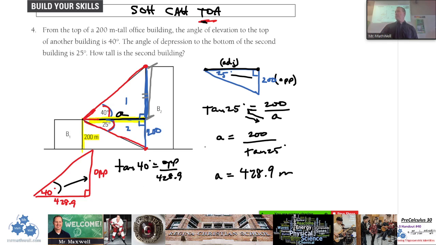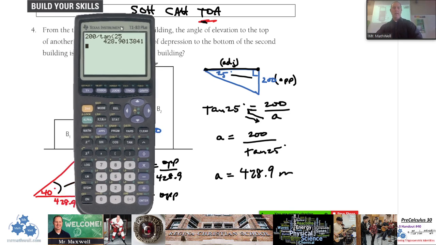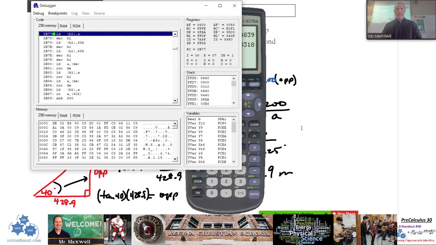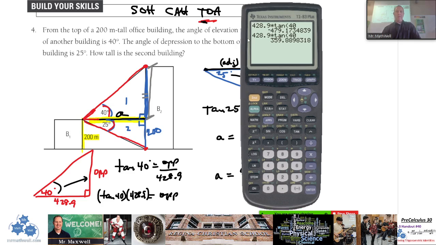So you see, in questions like this, you need to solve one piece and use that to solve another piece. Multi-step, that's often the way it's going to go. So the opposite side here is equal to tan of 40 times 428.9. My calculator's frozen. Okay, so 359.9 should be your answer for this top section. So 359.